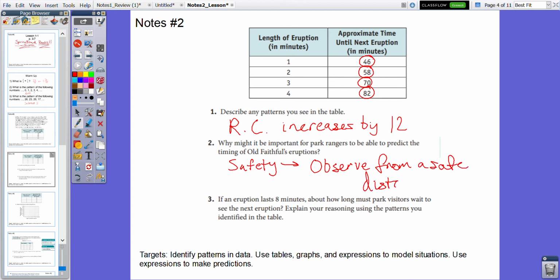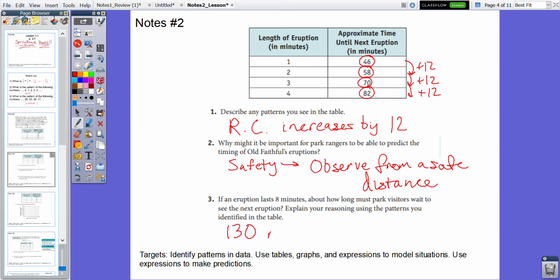And then looking at number 3, if an eruption lasts 8 minutes, about how long must park visitors wait to see the next eruption? Okay, so we could do this. We know that the pattern here is that we keep going up by 12. We can add 12, we can add 12, we can add 12. If we keep up that pattern up to the point where we get to 8, what we should find is that we eventually keep adding 12 to the point where we get to 130.